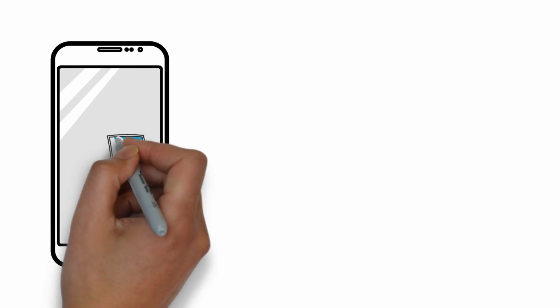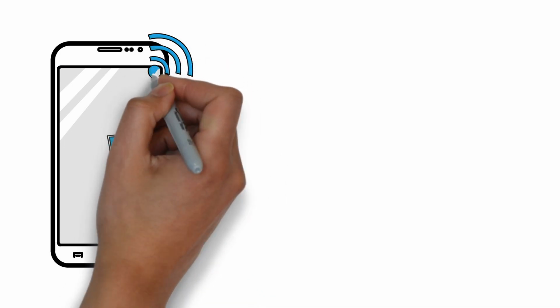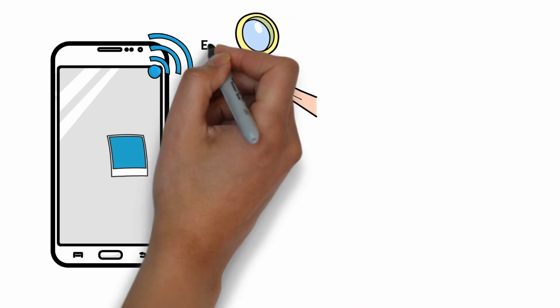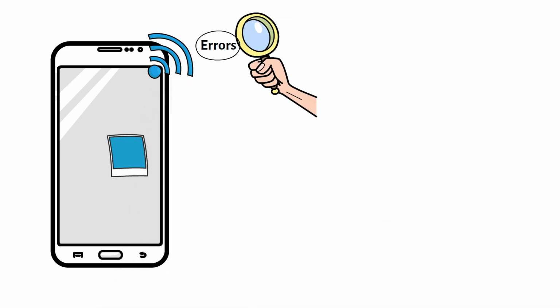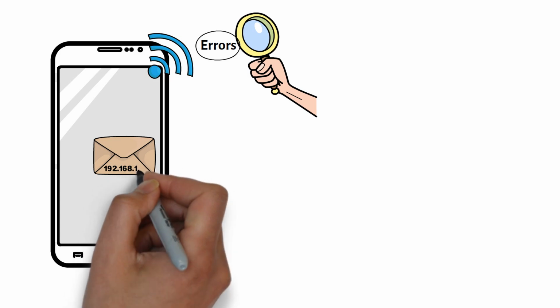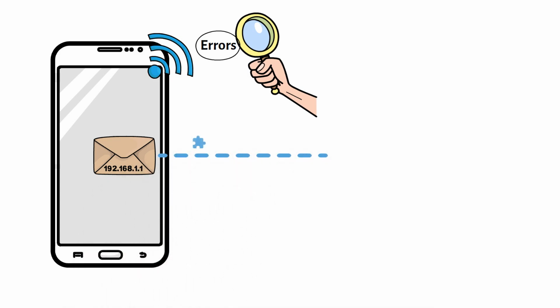Let's see this in action by sending a photo to a friend. First, at the physical layer, your phone connects to Wi-Fi to start the transmission. The data link layer prepares the photo for sending and checks for errors. The network layer assigns your friend's IP address to the photo, so it knows where to go. The transport layer splits the photo into smaller packets and makes sure they all arrive.